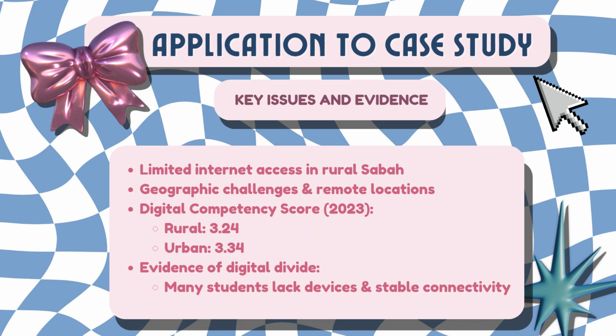This digital gap is also supported by national data. According to the Digital Competency Score in 2023, rural students recorded an average score of 3.24 compared to 3.34 among urban students. Although the difference may seem small, it reflects unequal access to digital tools, devices and learning opportunities. As a result, rural students are placed at a disadvantage in an education system that increasingly depends on technology.